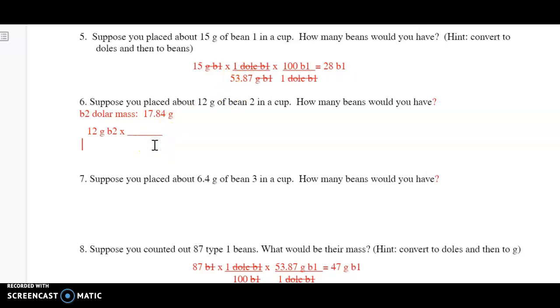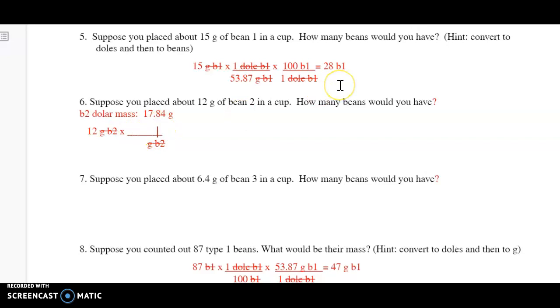And remember, we always put something on the bottom first, to match what's up here. This is grams of bean 2, so down here I'm going to put grams of bean 2. I always do the labels first, and the reason I put these labels here is so that they will cross out. So I'm going to do shift 5. We're crossing out grams of bean 2.